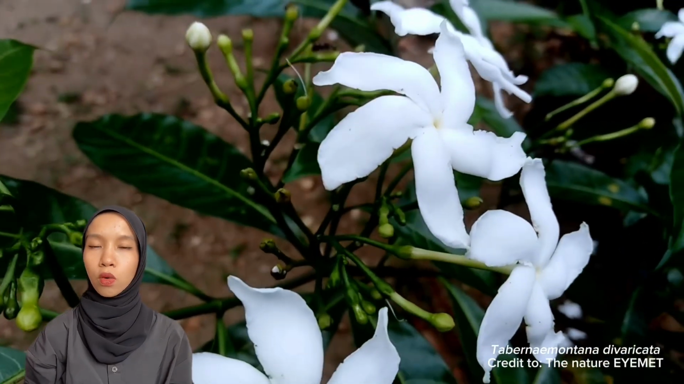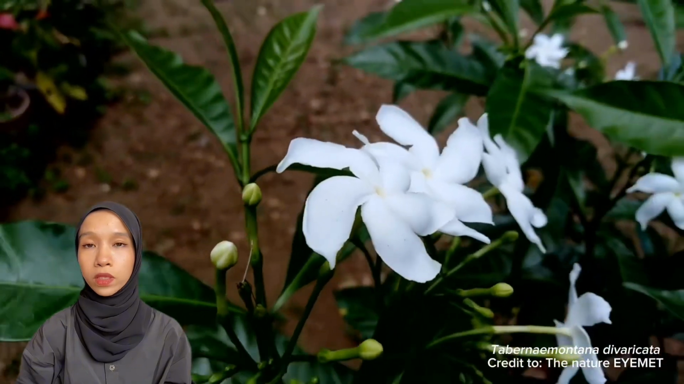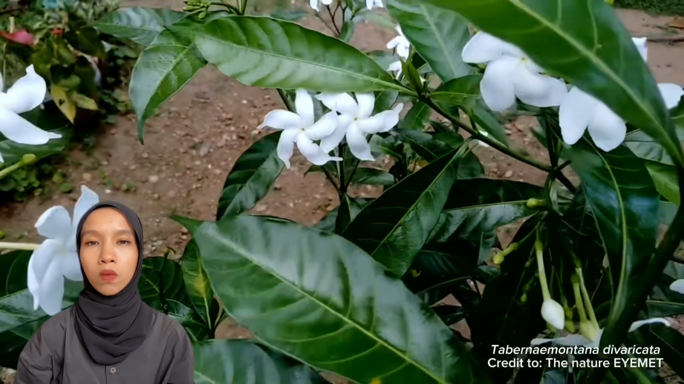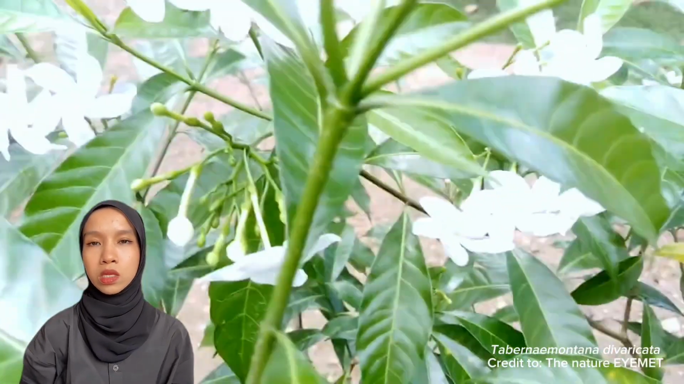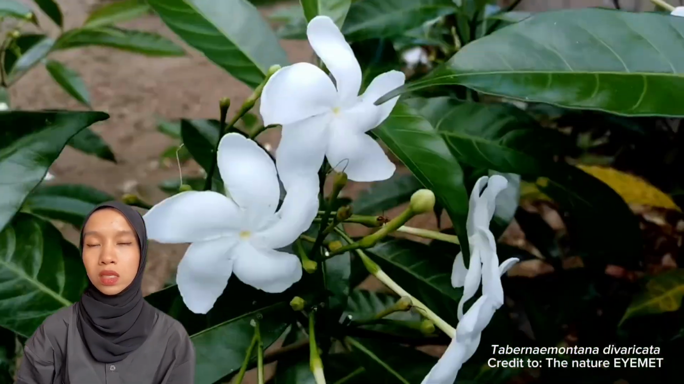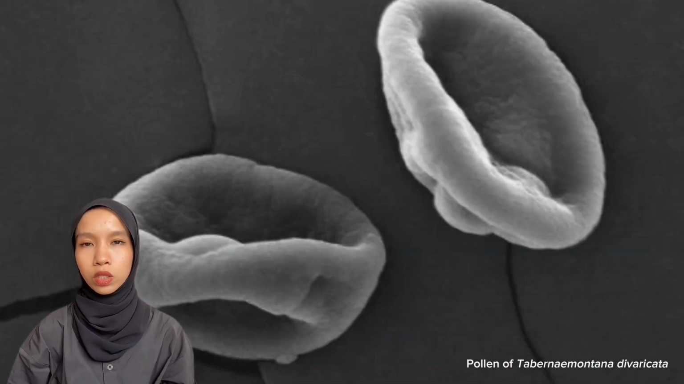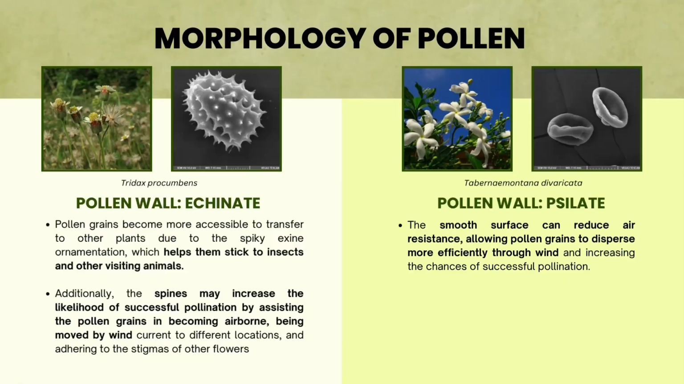Lastly, the smooth pollen walls allow pollen grains to disperse more efficiently through wind, increasing the chances of successful pollination. Smooth pollen grains have less surface friction, making it easier for them to be carried by the wind over long distances. Pollen from Tabernaemontana divaricata has cyclic exine ornamentation, which has a smooth pollen wall. Pollen surface morphology and plant pollination syndromes are often correlated. Plants that animal pollinate frequently develop complex patterns and decoration on their pollen surface. On the other hand, the pollen surfaces of plants pollinated by wind or water are smoother.